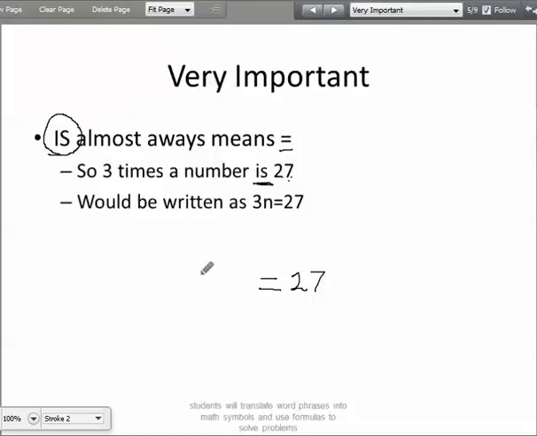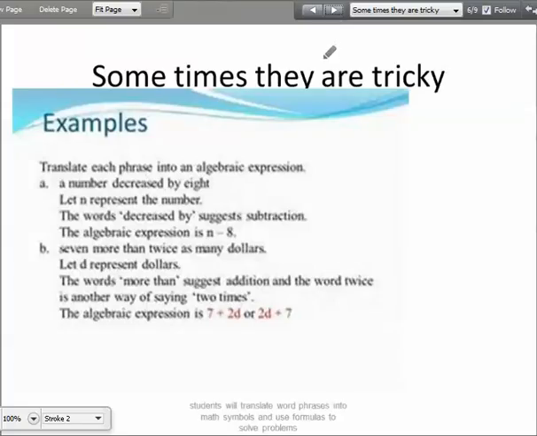3 times a number. Well, there's a number, 3 times. Times means I'm multiplying. A number, I do not know what that is. Okay? Well, that's the whole point. That's what a variable is. I can stick a variable in here. 3n, a number, n, is 27. 3 times a number is 27. And we just translated our first statement, our first equation, from words into an equation. That is the easy way of doing these things, okay?